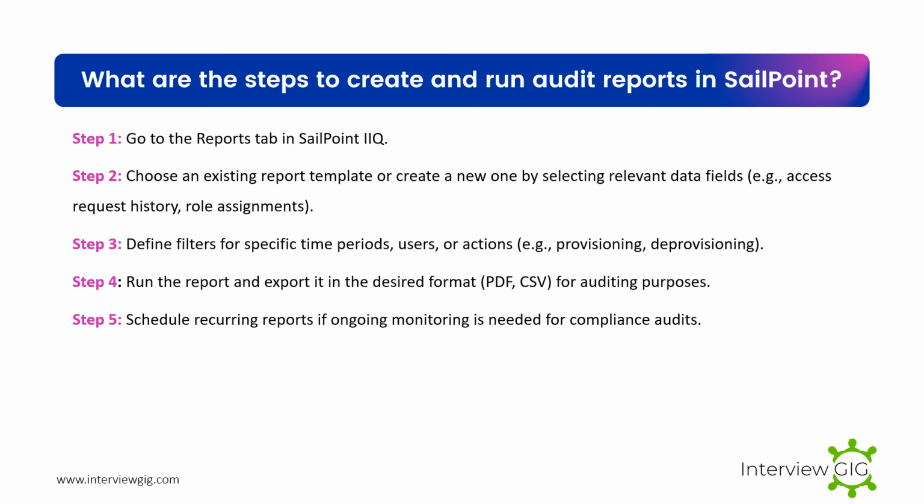What are the steps to create and run audit reports in SailPoint? Step 1. Go to the Reports tab in SailPoint IQ. Step 2. Choose an existing report template or create a new one by selecting relevant data fields, e.g., access request history, role assignments. Step 3. Define filters for specific time periods, users, or actions, e.g., provisioning, deprovisioning. Step 4. Run the report and export it in the desired format, PDF, CSV, for auditing purposes. Step 5. Schedule recurring reports if ongoing monitoring is needed for compliance audits.